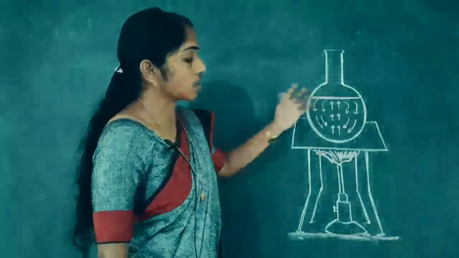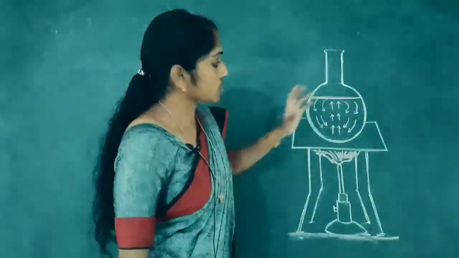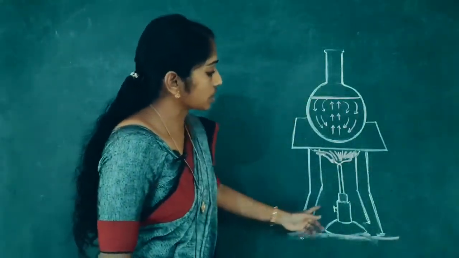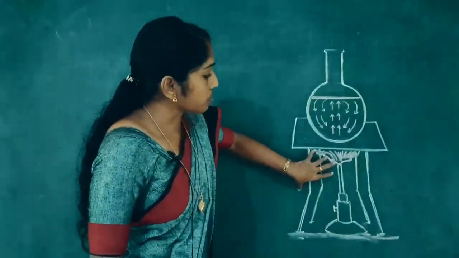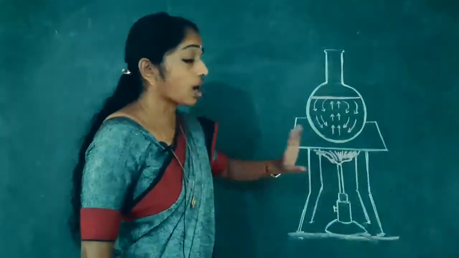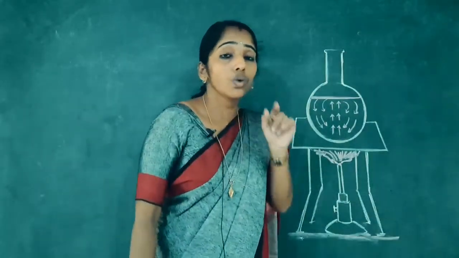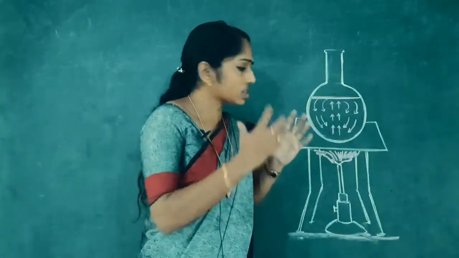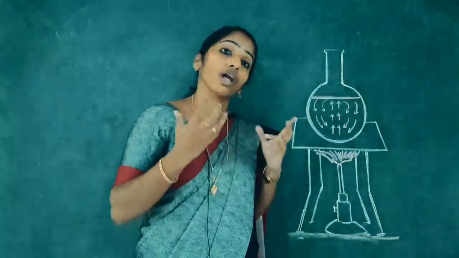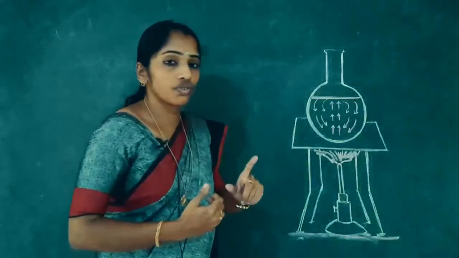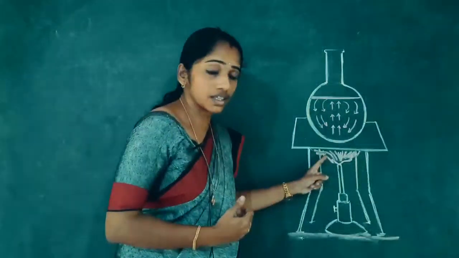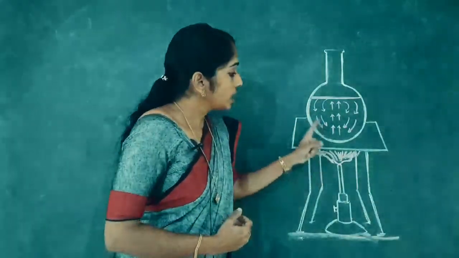See, children, this is a vessel. It's a flask-like structure, and here you can see that one flame is there. After some time, children, you can see that the water boils. Which part of the water boils first? Can you guess? Which part of the water boils first?